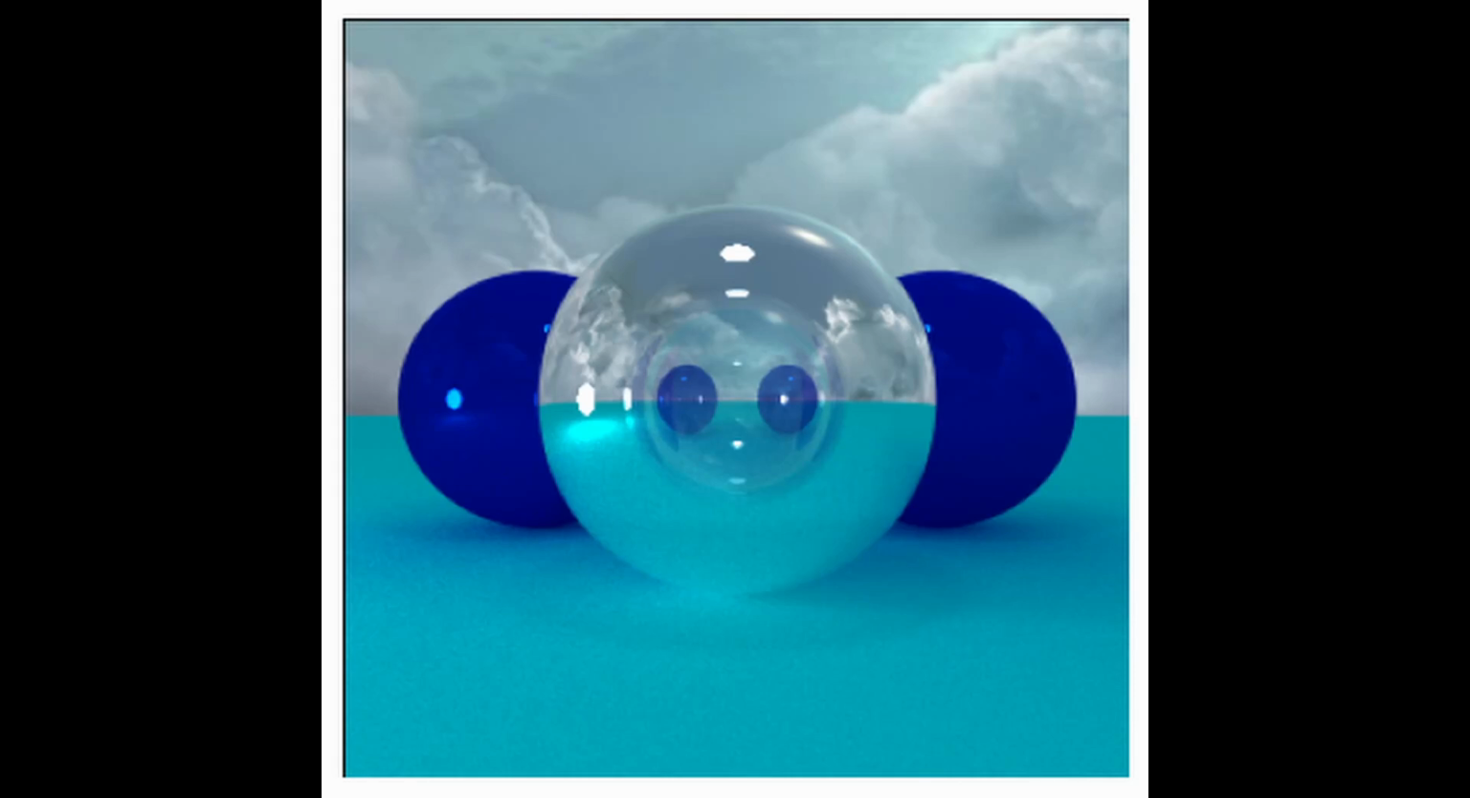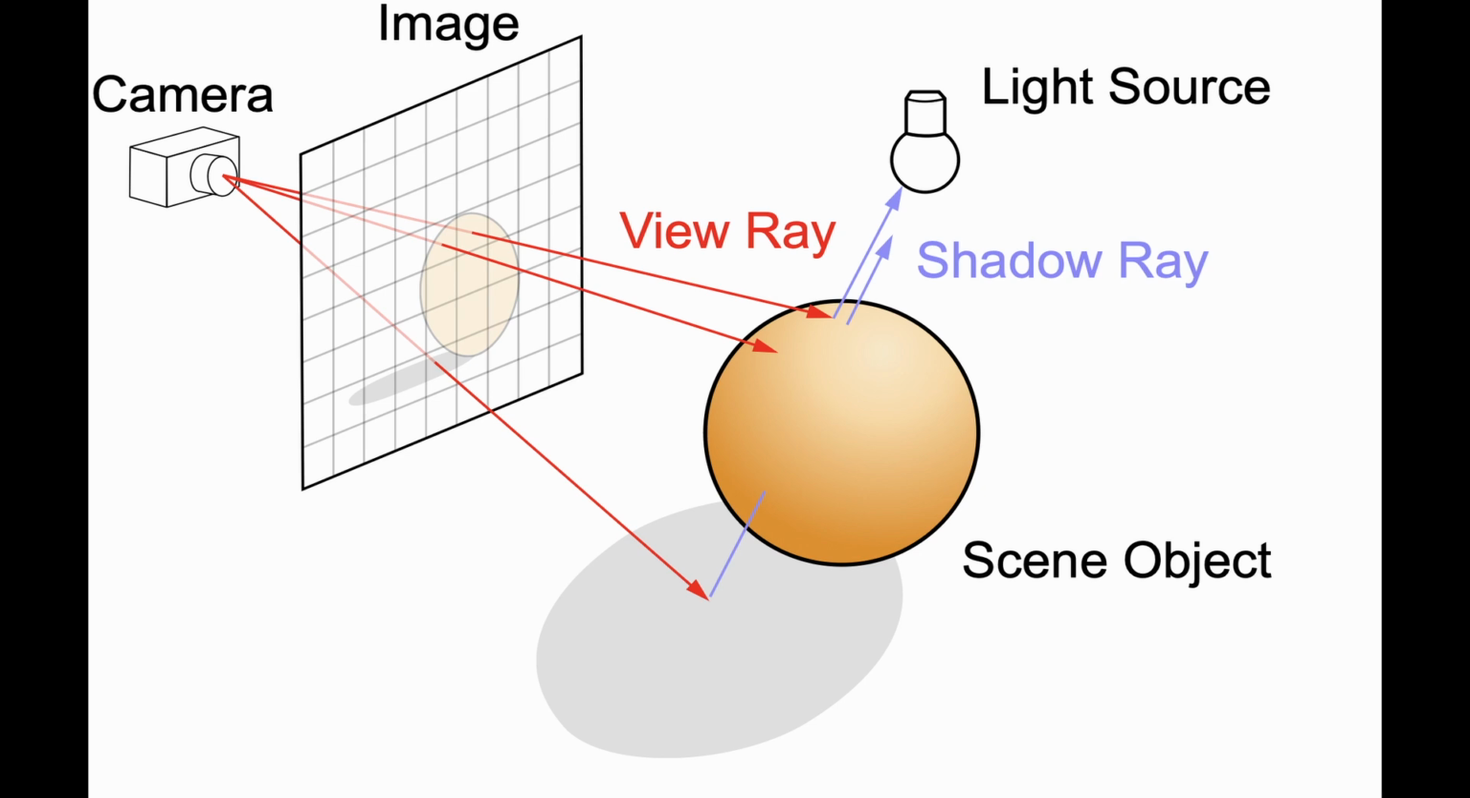Hello! I've recently been playing around with ray tracing. Ray tracing is a rendering technique that involves shooting rays out of the camera until it hits an object and then computing the lighting information at that point.